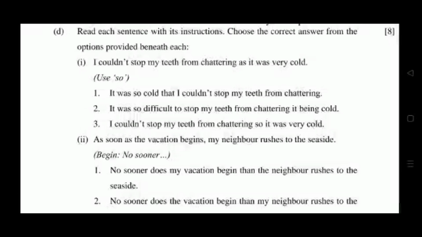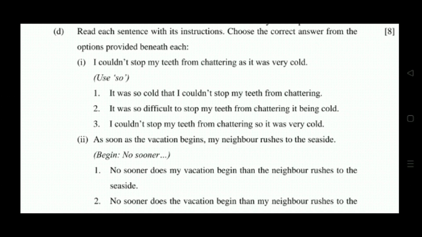It's time for transformation of sentences. Question D. Read each sentence with its instructions. Choose the correct answer from the options provided beneath each. The full marks is 8 and you will have 8 sentences, 8 questions, and each question will have 3 options. You will have to choose the right answer from those 3 options. Let us solve this together.